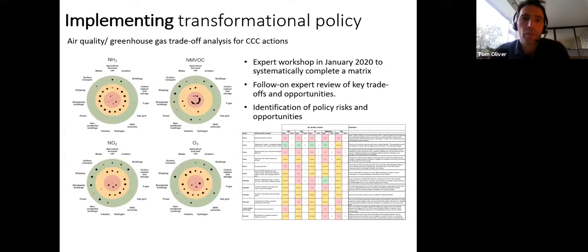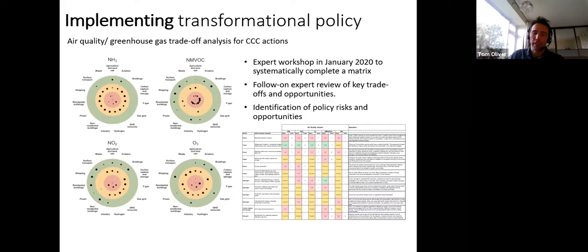Similarly, the air quality team have also been active thinking about trade-offs with policies for climate change. So the CCC, the Committee on Climate Change, is an independent body. Obviously, they're developing policy scenarios to try to reach net zero. And actually, the air quality team wanted to know what those scenarios might do for air quality. In some cases, it's positive for certain pollutants, and in other cases, it's negative.